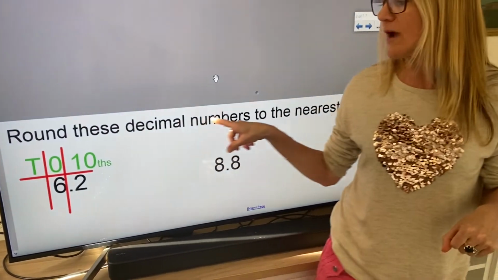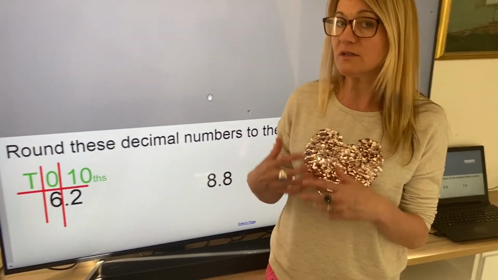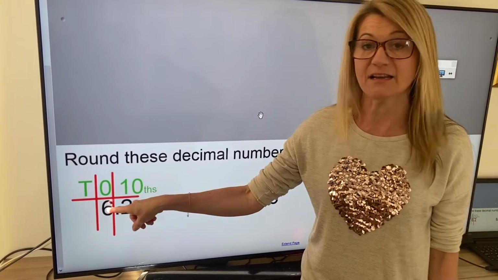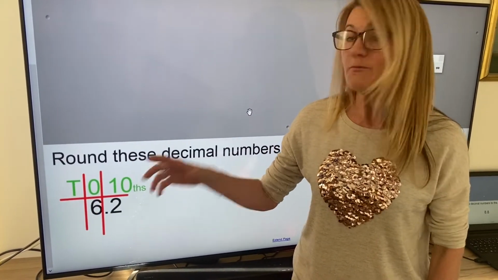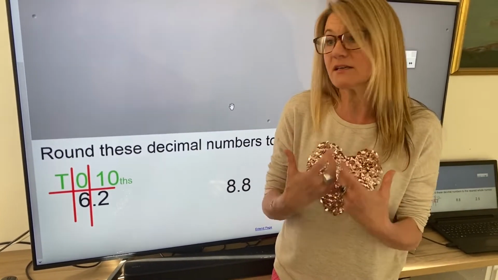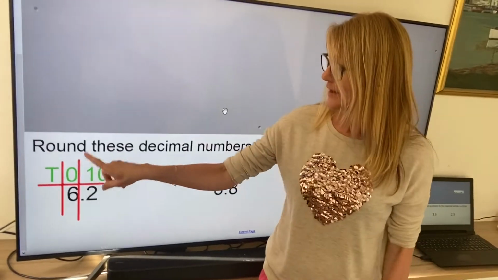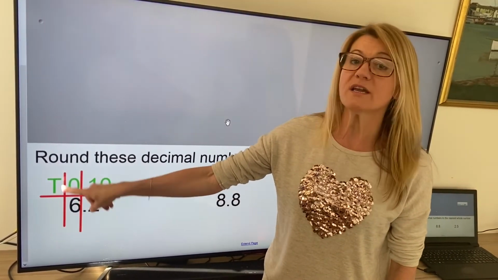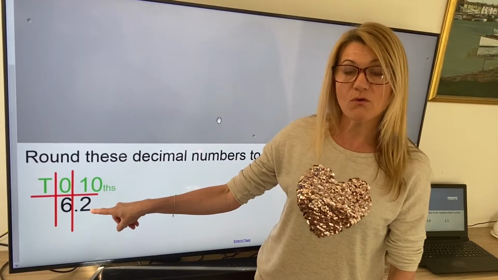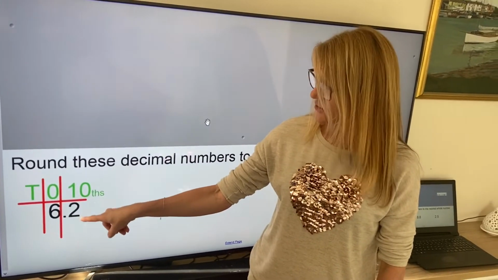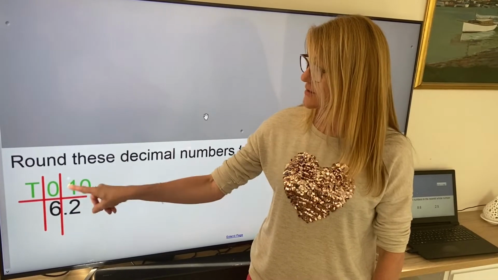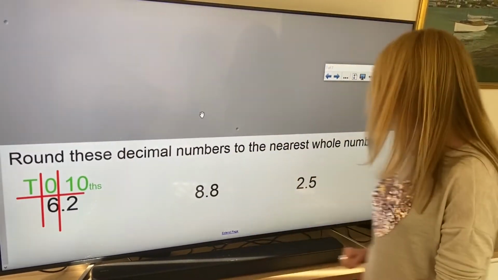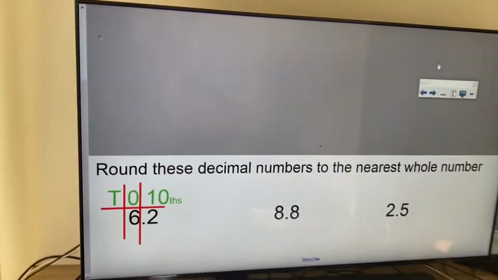So when we are rounding to the nearest whole number, we just have to end up with a number in the ones column. But it's still the same principle, still the same rule. We look at our number in the whole numbers, it's 6. We go next door. Is it more or less than 4? 2 is less than 4. So the answer is, to the nearest whole number, 6. Let's write that in.